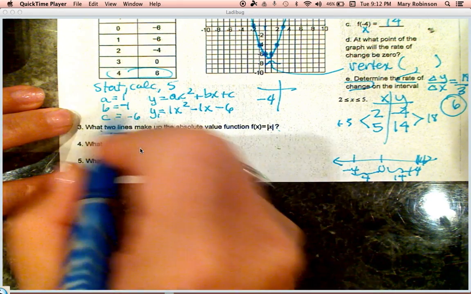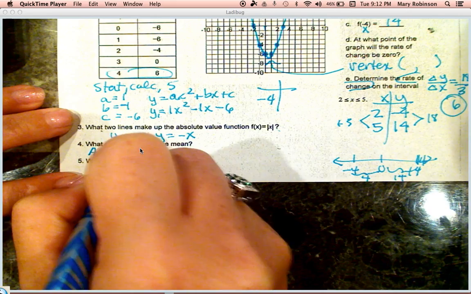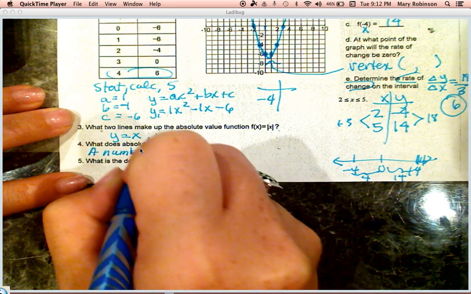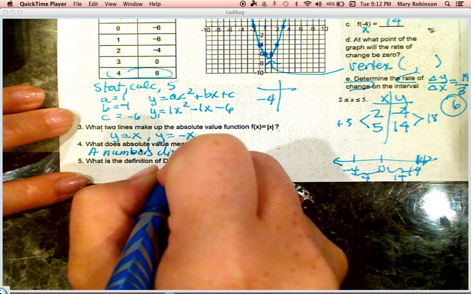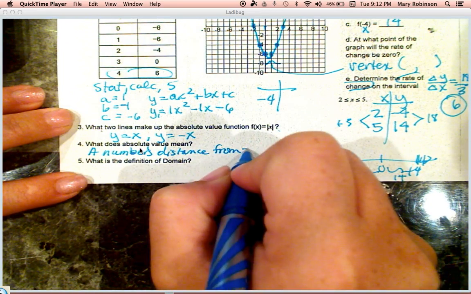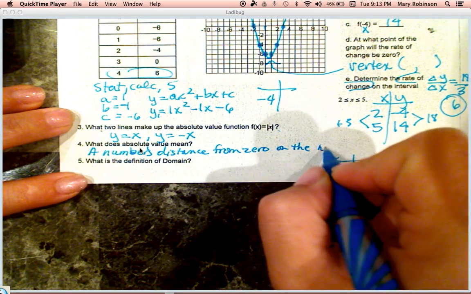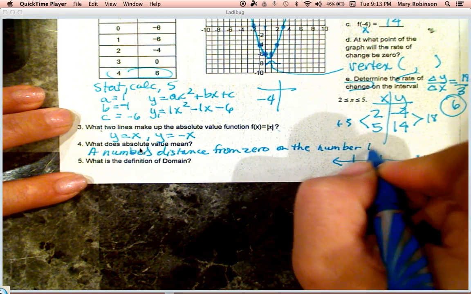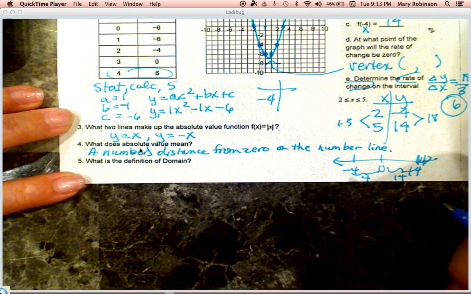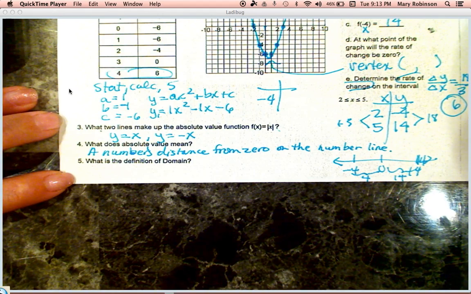For number 4, you're asked, what does the absolute value mean? Recall that absolute value is a number's distance from 0 on the number line. So I'm giving you the answer. This question is on your test. Make sure you learn it. A number's distance from 0 on the number line.